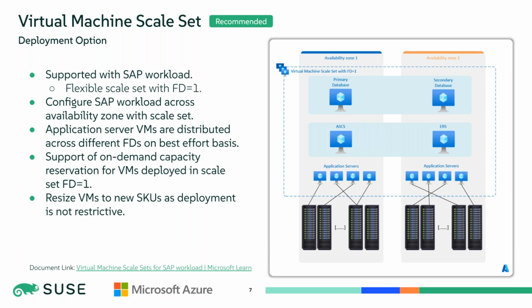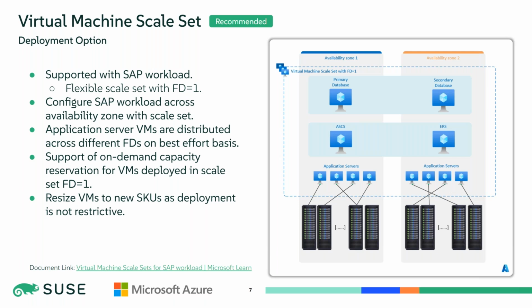So what I mean by that, let's take a graphical representation of a typical SAP system like a NetWeaver system. It has database, central service, and application layer. You create a construct, virtual machine scale set. It's basically a resource that you create on Azure.